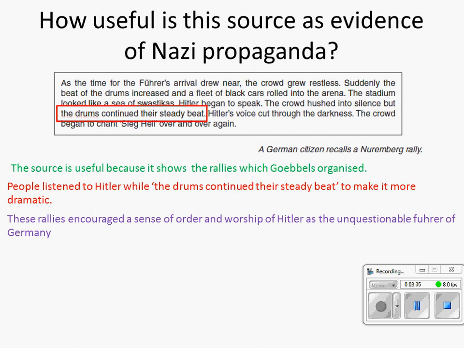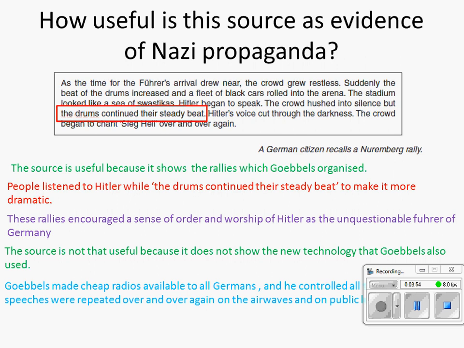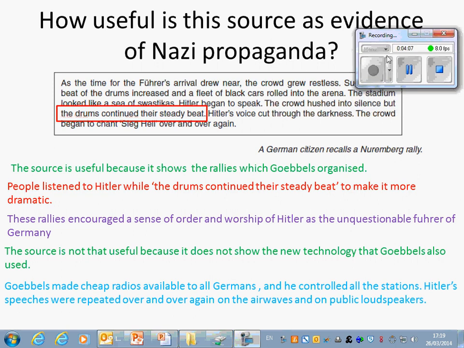It's useful for that. But the other side of the argument is that it leaves stuff out. So it doesn't give us the whole picture about Nazi propaganda. And remember, focus on how useful is it as evidence of Nazi propaganda. So I said it's not that useful because it does not show the new technology that Goebbels also used in his propaganda. Goebbels, I know from my revision, made cheap radios available to all Germans, and he controlled all the stations. Hitler's speeches were repeated over and over again on the airways and on public loudspeakers. So it wasn't just these rallies.